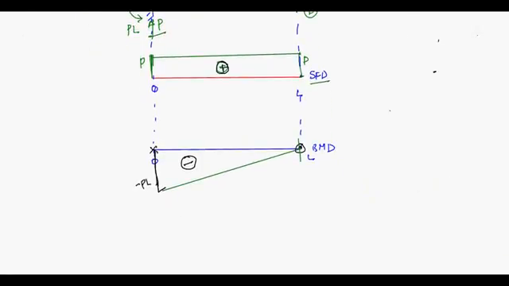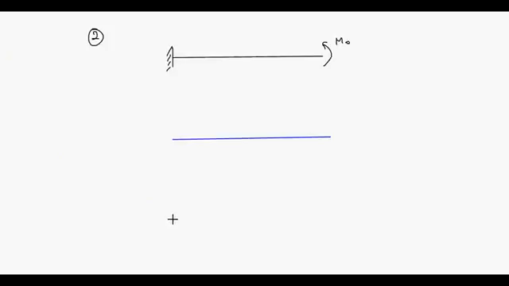Now, moving forward, suppose we have a question like this. This is your second question. Suppose you have your beam like this. This is again a cantilever. Rather than having a point load here, you are having a moment M0. Now I want you to draw the shear force and bending moment diagram. Here you draw the shear force diagram, and here you draw the bending moment diagram.